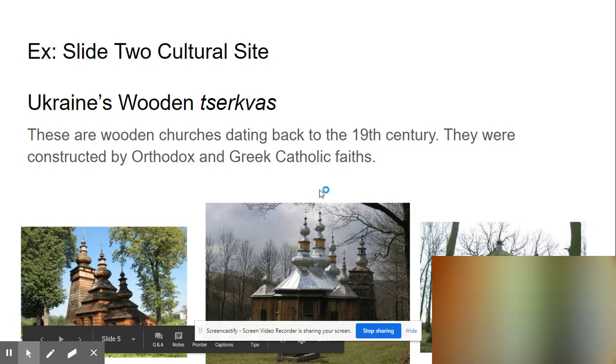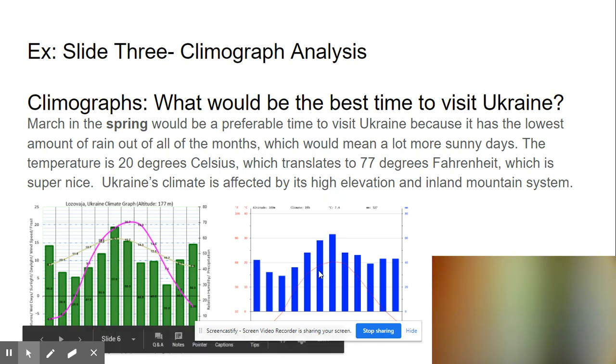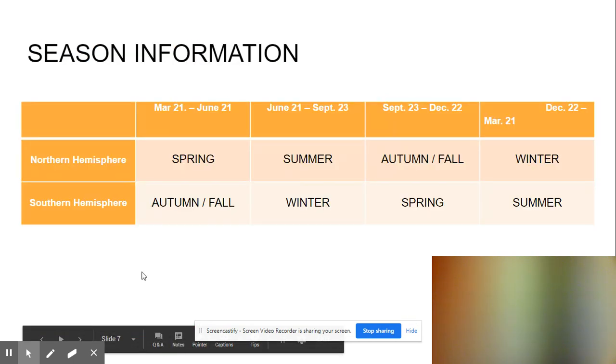That's slide 2. Slide 3 is tied into our lecture yesterday. You are going to do a climate analysis of that country. So you need 2 different climographs for 2 different cities. She has, I don't even know how to say this, Lozovaja, and then I can't see the other because it's back behind here. I can't see what this one is.